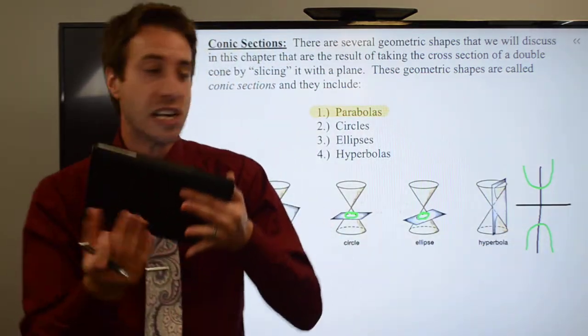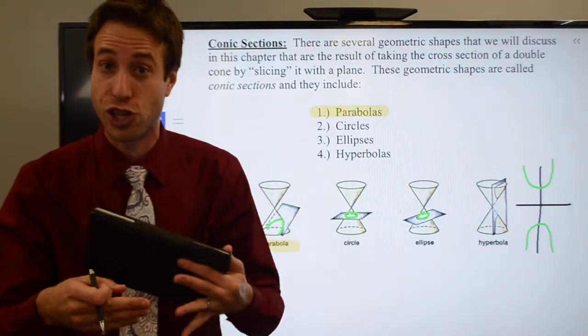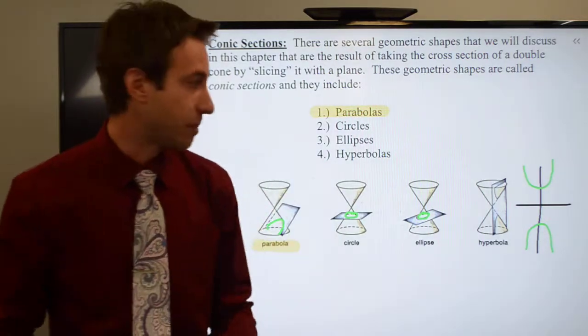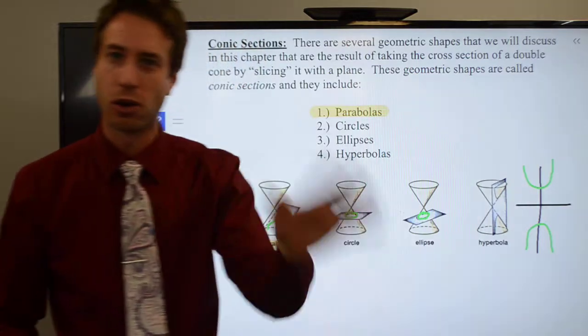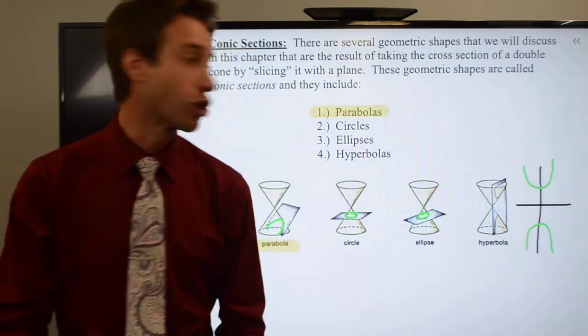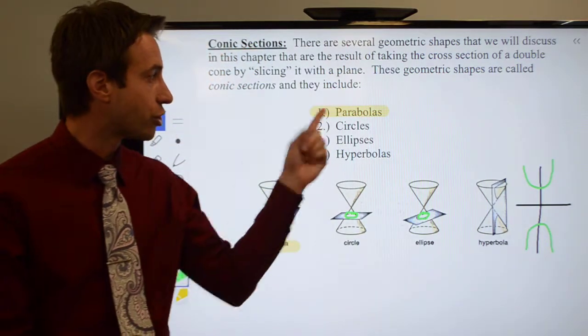They're two parabolas that are exactly the same in shape, just opening away from each other. They could be vertical, they could be horizontal. Anyway, so that's what the conic sections are. We're going to look at these four types of conic sections, starting with parabolas.